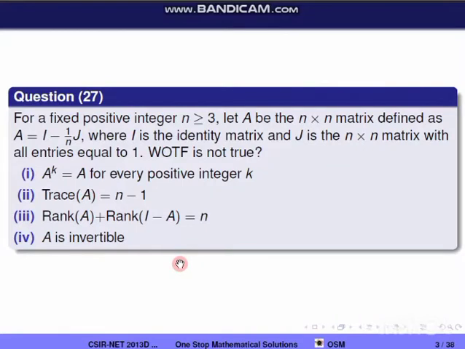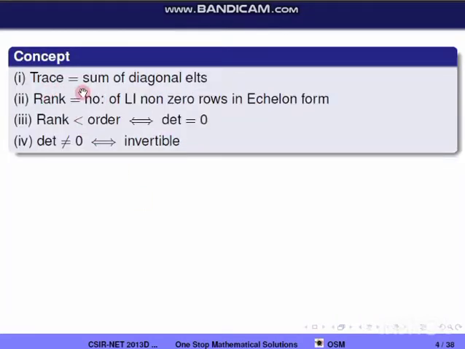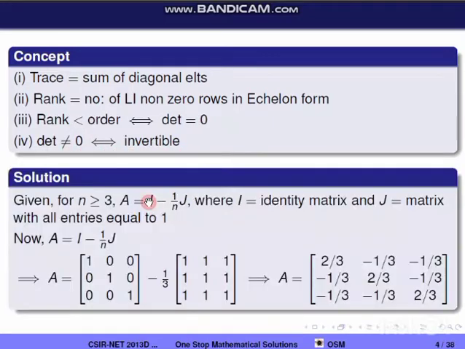So we look into the concepts used. Trace is equal to the sum of diagonal elements of the matrix. Rank of the matrix is equal to the number of linearly independent non-zero rows in the echelon form of the matrix. Rank of the matrix is less than the order of the matrix if and only if determinant equals 0. Determinant not equal to 0 if and only if the matrix is invertible. So we will move on to the question.